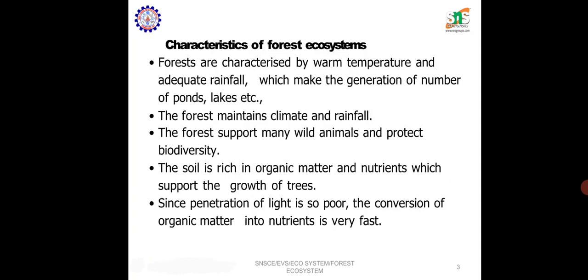So the characteristics of forest ecosystem. They are characterized by warm temperature and adequate rainfall, which lead to the generation of a number of ponds and lakes, etc. The forest maintains climate and rainfall. The forest supports many wild animals and protects biodiversity. The soil is rich in organic matter and nutrients which support the growth of trees. Since the penetration of light is so poor, the conversion of organic matter into nutrients is very fast.